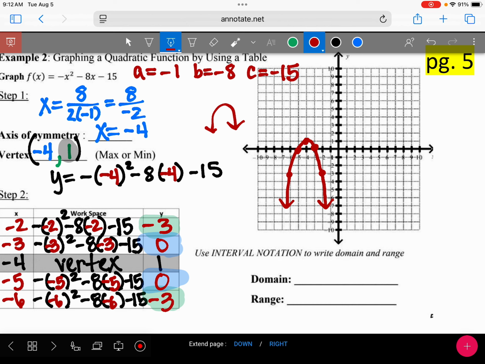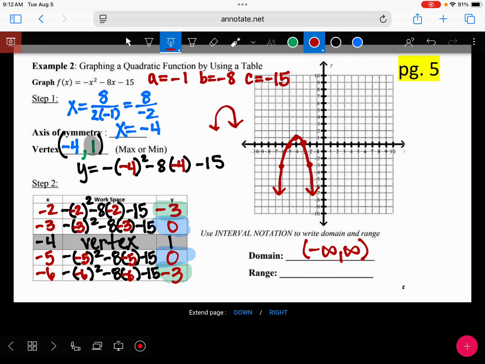Now your domain never changes. That will always and forever be all real numbers. For every single parabola, it's going to be all real numbers. Now this one is flipped upside down. So how low, this is asking you, how low does the graph go? How high does it go? Well, it never stops going down. So the lowest point is -infinity. That's how low it goes.